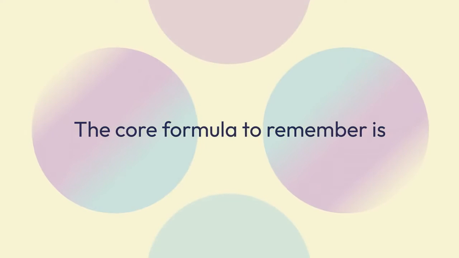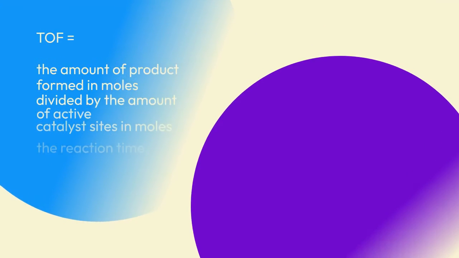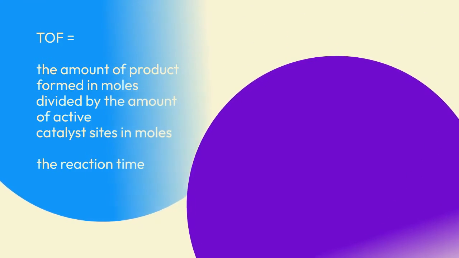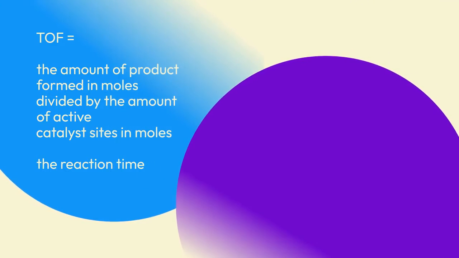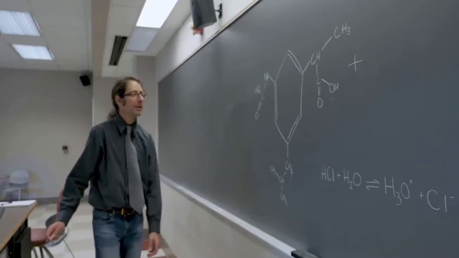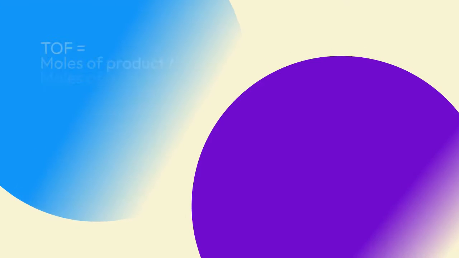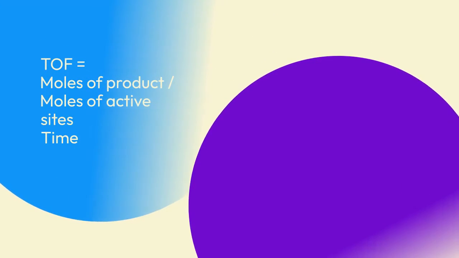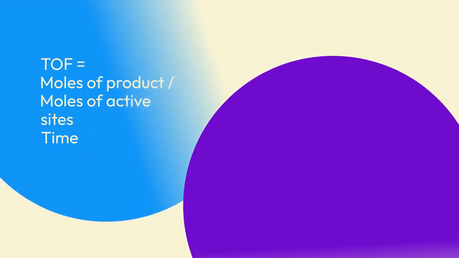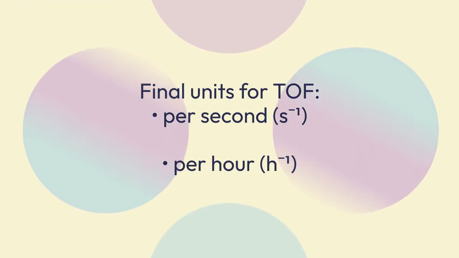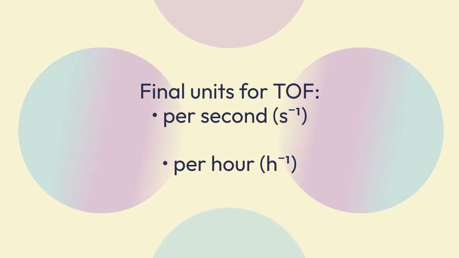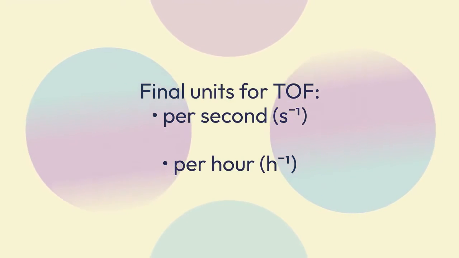The core formula to remember is TOF equals the amount of product formed, in moles, divided by the amount of active catalyst sites, in moles, all of which is then divided by the reaction time. So, the equation is TOF equals moles of product divided by moles of active sites times time. The final unit for TOF is an inverse time unit, like per second, s⁻¹, or per hour, h⁻¹.